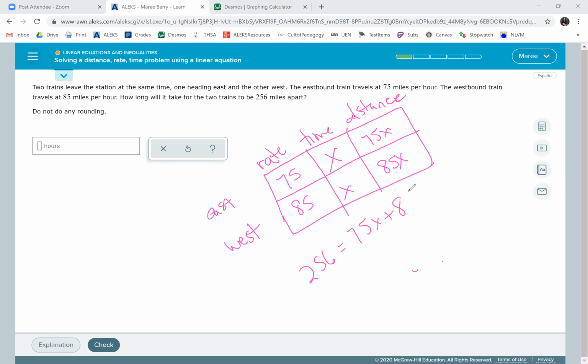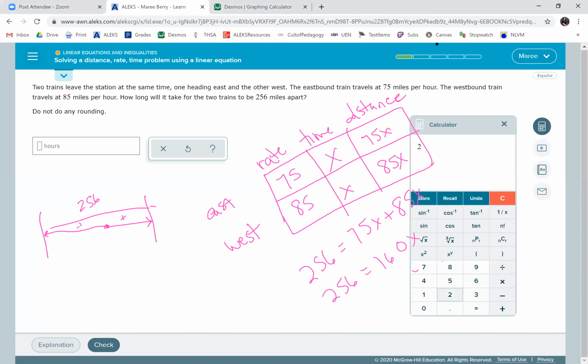Can you guys see that? Like, they're going in opposite directions. Here's where they started. If this one gets here and this one gets here, when you add those together, you're going to get the total distance. So we want that to be 256. So we kind of add those together. 75 plus 85 is 160. So we just divide 256 by 160. It's 1.6. So it's going to take 1.6 hours.